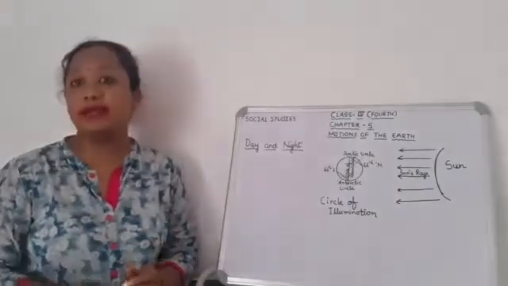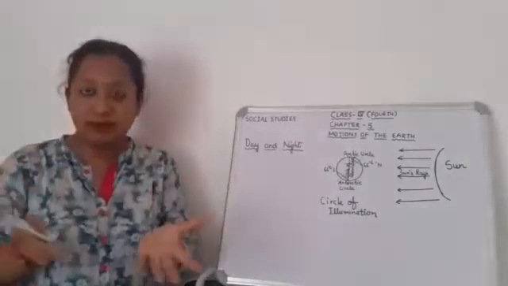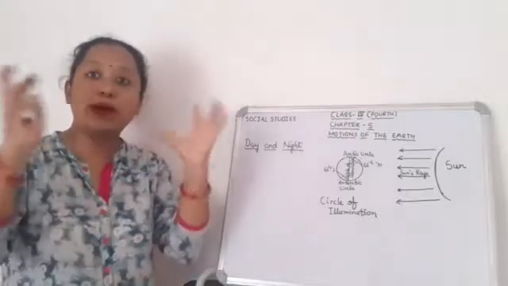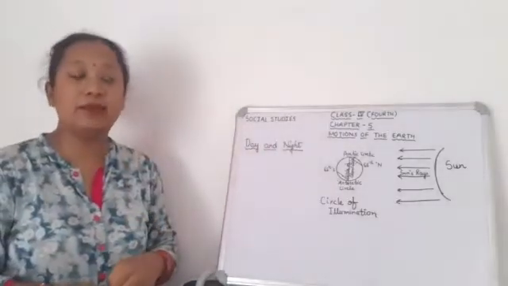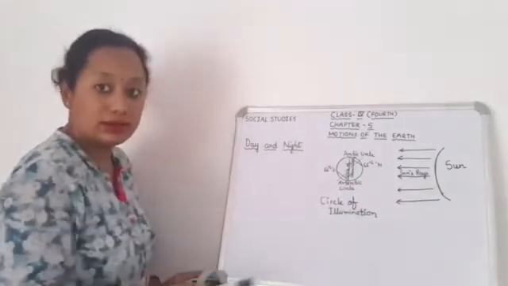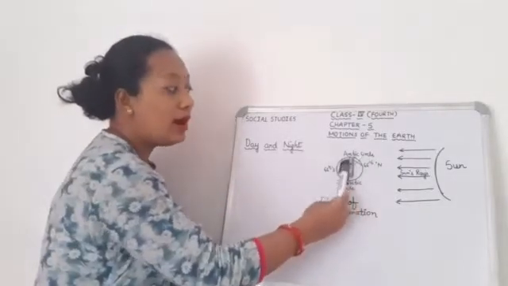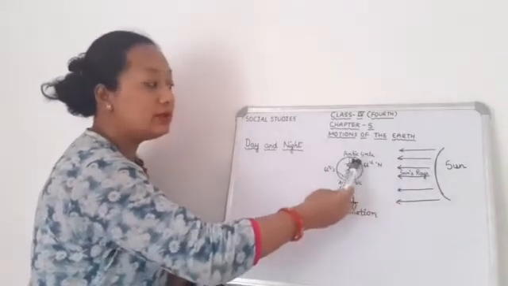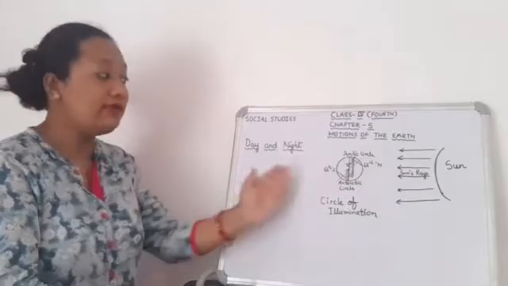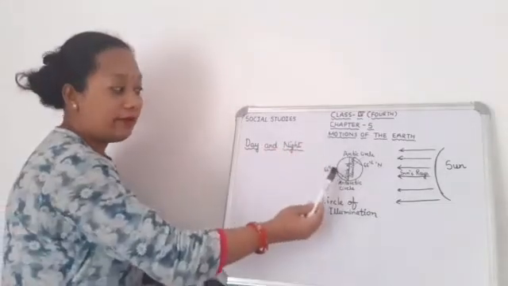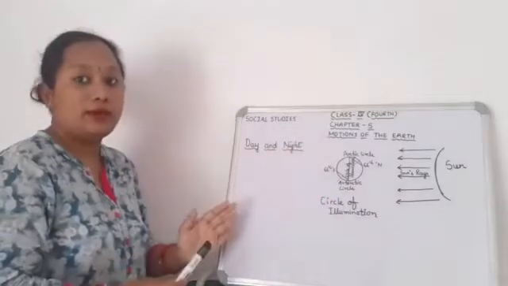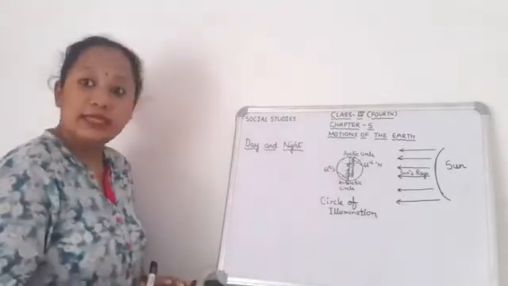Now as we all know, the shape of the Earth is spherical. So at a time the whole part of the Earth cannot get the sun's rays directly. So this is the sun and these are the sun's rays, and this is our Earth. So at a time only half portion of the Earth gets the sun's rays. So only that portion will be day, or that portion will be lighted, and the other half, this part, will not get the sun's rays, so this portion will be dark. So here this part will experience night.